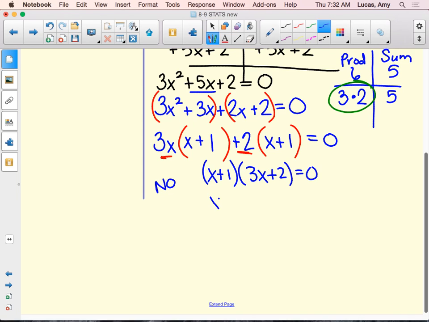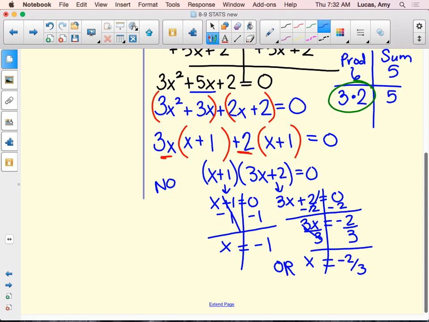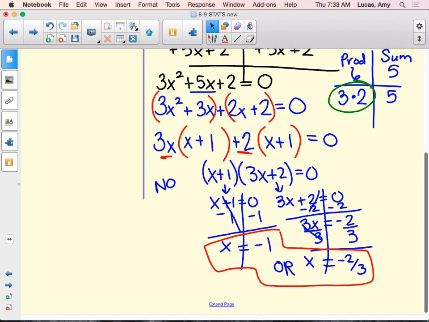So I'm going to solve each one of these. And I'm going to get two different solutions. So subtract 1 on each side, and x equals negative 1. Or subtract 2. 3x equals negative 2. Divide by 3. X equals negative 2 thirds. So two completely different solutions. X equals negative 1, or x equals negative 2 thirds.